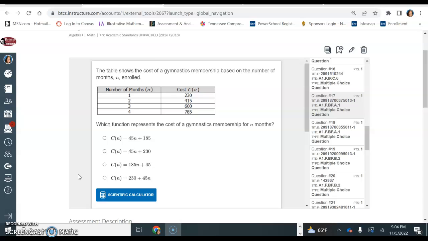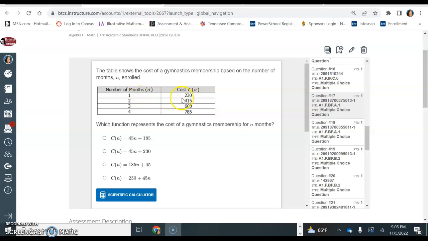All right, so this question says the table shows the cost of gymnastics membership based on the number of months enrolled. Which function represents the cost of gymnastics memberships for n months? Looking at the table, let's see if we can find a pattern. If we do 415 minus 230, the difference is $185. If I do 600 minus 415, it's $185. And if I do 785 minus 600, it's $185. So you can see between each month, there is a $185 difference.